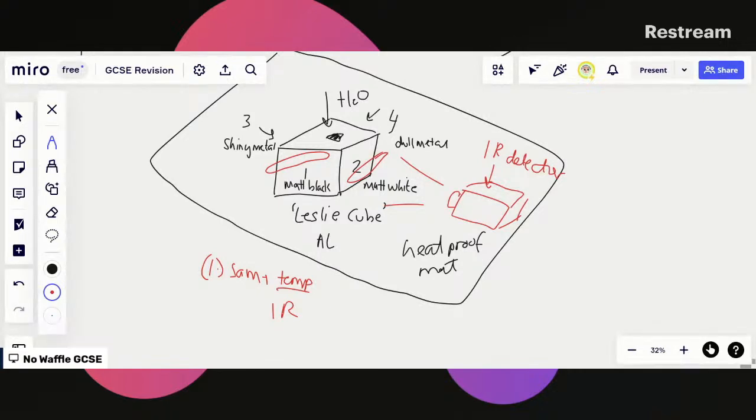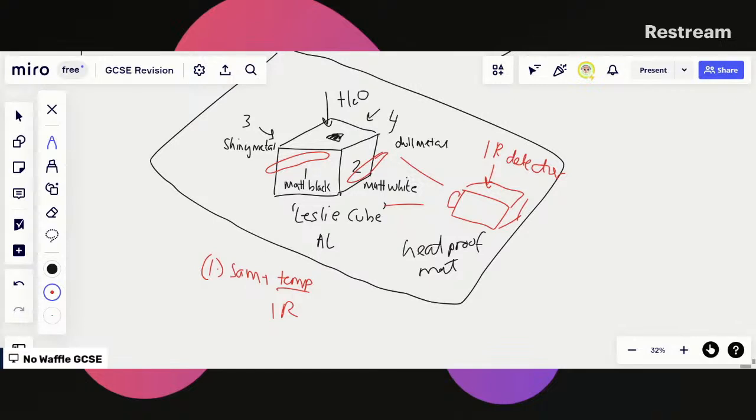Now, as always, do this experiment more than once and make sure that it's repeatable. Don't try to touch the boiling cube because it could burn your hands. Make sure that if you're carrying a full kettle, people are away from the side so it doesn't injure anybody. And that's the Leslie's cube required practical.